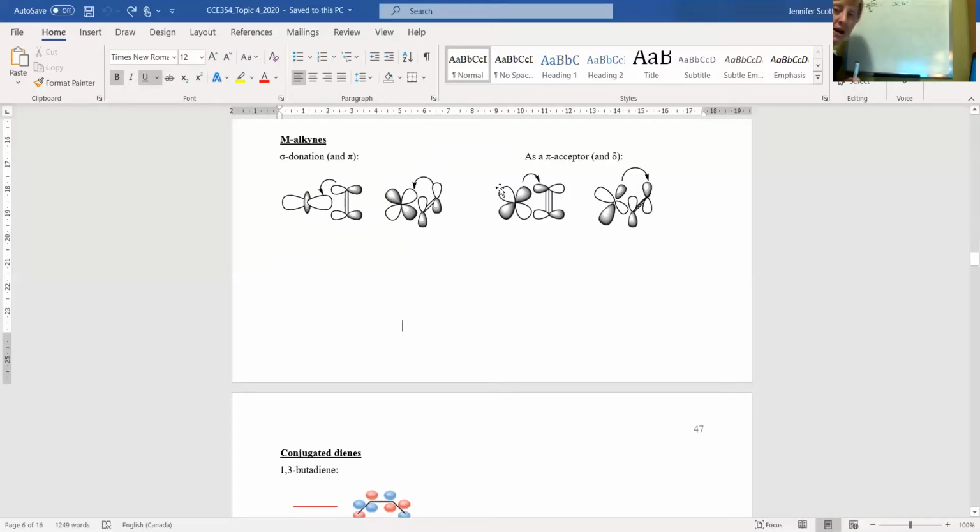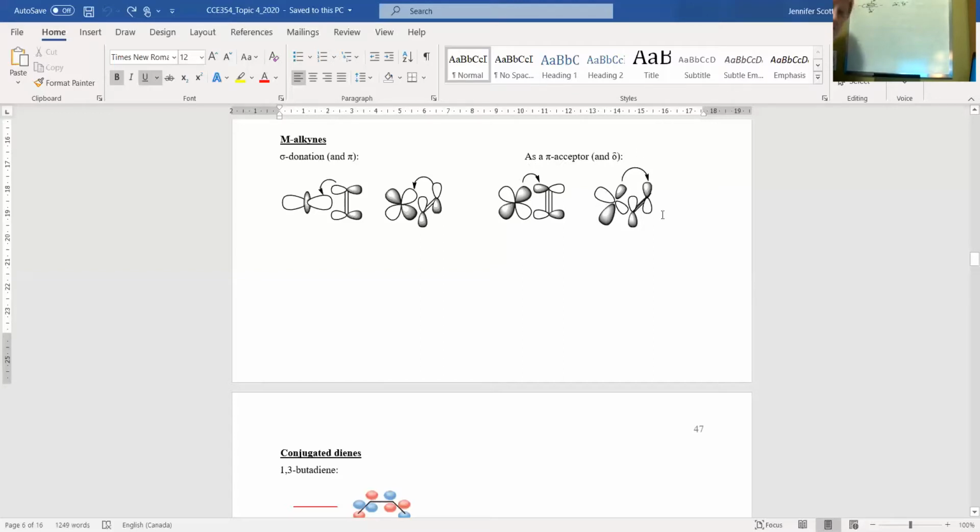Now it can also act as a pi acceptor. So here's our pi star orbital. Remember the phases are reversed. You can have pi donation from the metal to the ligand in that case. So this is a pi bond coming from metal to ligand, so back bonding.